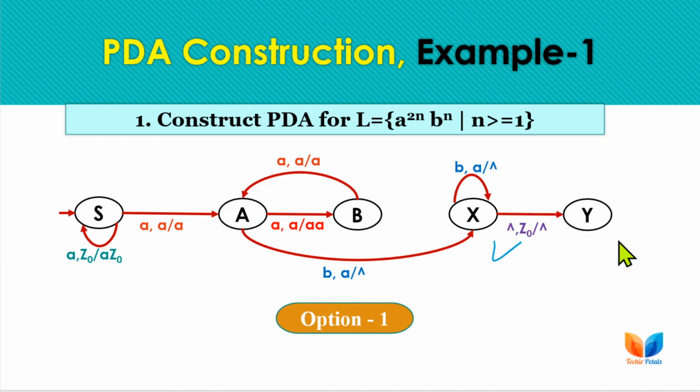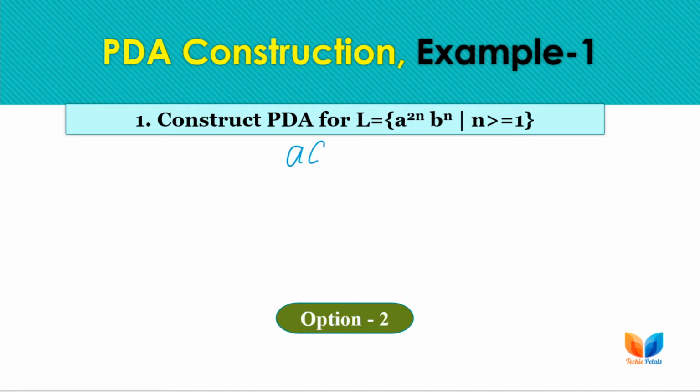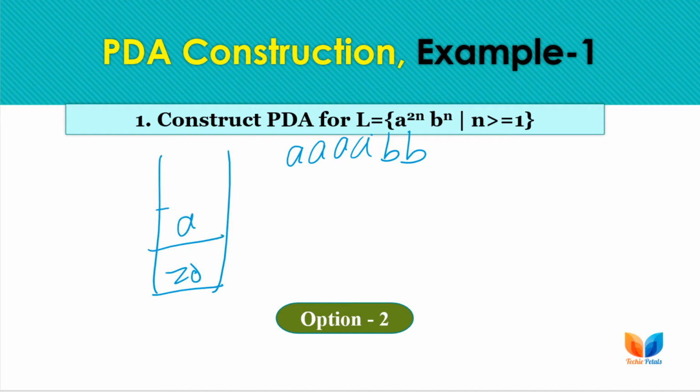Okay, now the second possible solution for the same question is this: suppose we have received more A's, 4 A's and 2 B's. The second option says push all the A's onto the stack. So push all 4 A's onto the stack. And now for every B, we have to cancel out 2 stack tops, meaning for every B received we have to pop 2 A's. Here we will require the null move.